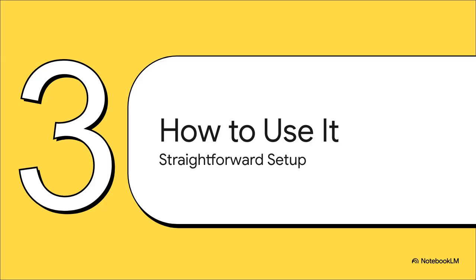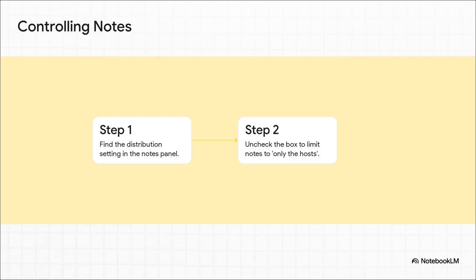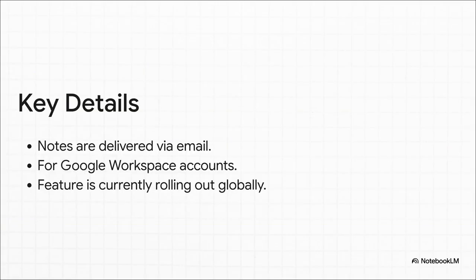Okay, so you're probably wondering, how do I use this thing? Well, the best part is, it is incredibly easy. It's literally a two-step move you can do right in the meeting. First, just find the distribution setting in the Notes panel. And second, you just uncheck a box. That's it. The notes can be limited to only the hosts for you to look over first. Simple as that. Now, just a few quick details to keep in mind. The notes still get delivered by email, so no change there. This feature is available for most of the Google Workspace business and enterprise accounts. And hey, if you don't see it yet, don't panic. It's rolling out globally as we speak, so just hang tight.